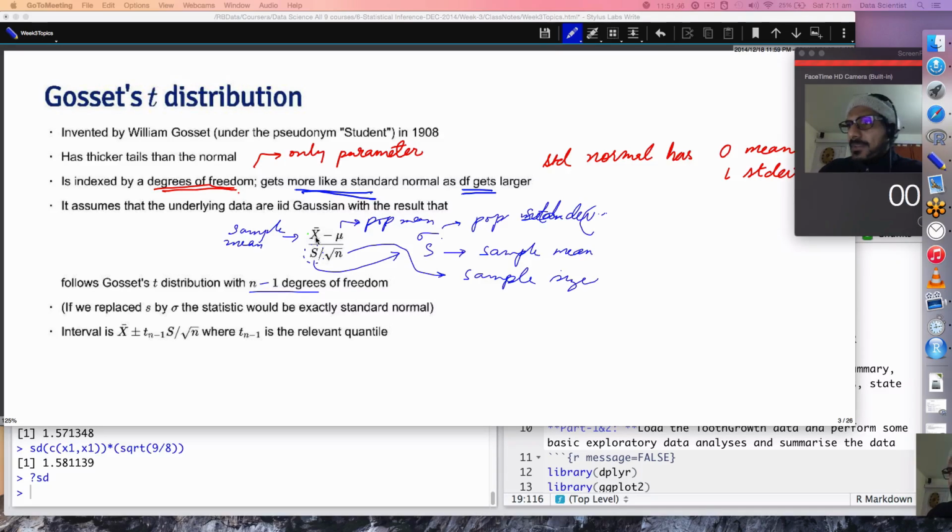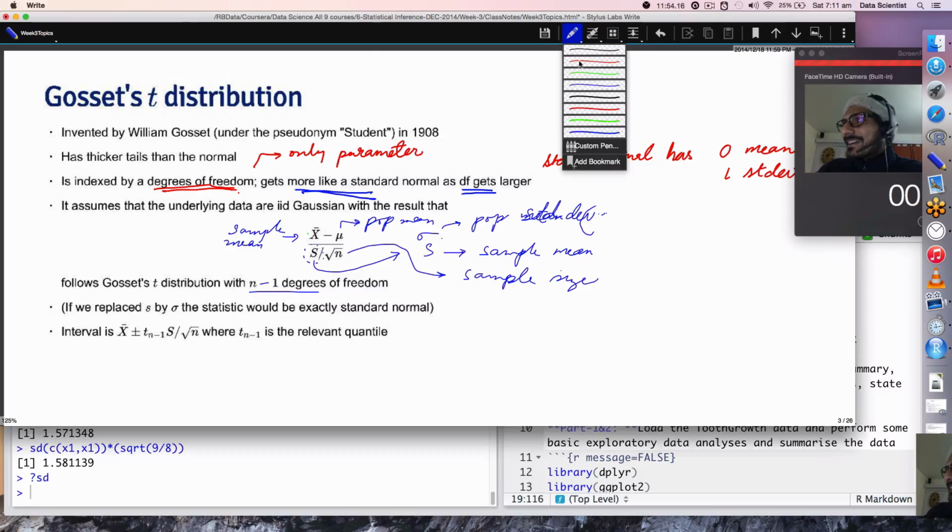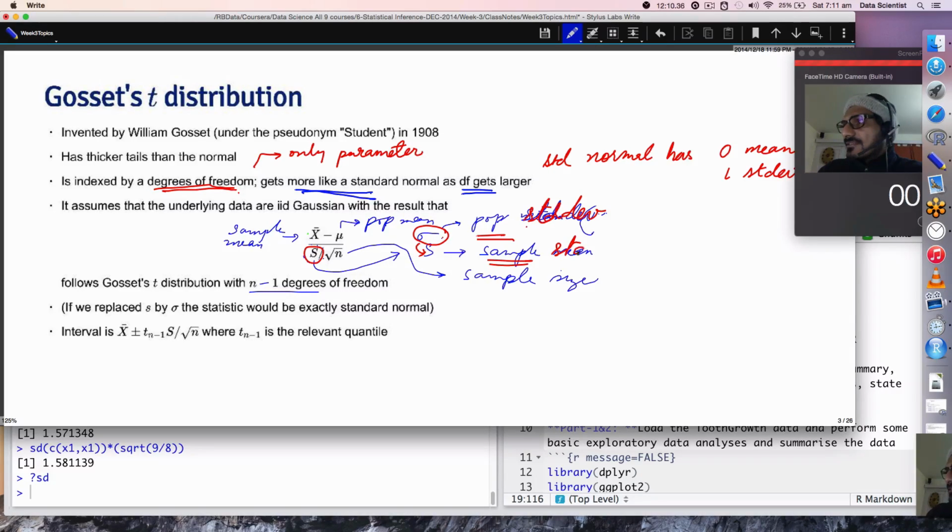Okay, so this is one thing which is different here. We have S instead of sigma. So the sigma is replaced by S. The sigma is the population standard deviation, whereas this is the sample standard deviation. Okay, that is all. So this is what we have changed in the t distribution when we look at the formula. Now this will follow the t distribution with n minus 1 degrees of freedom. We will look at this and it will become more and more clear.